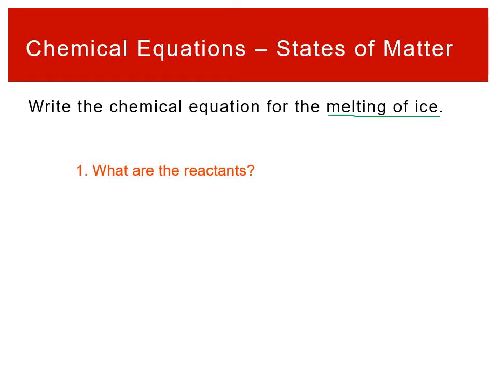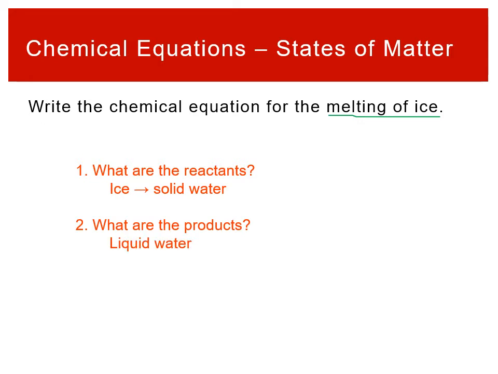We're looking at the melting of ice. So we know that means that we're starting with ice. And ice is solid water, right? Ice is not the name of a substance. Ice is the name of a phase of water. So that's solid water. What are the products? Every chemical equation has that. So again, melting of ice, we know when you melt, you go from solid to liquid, so we make liquid water. So solid water to liquid water, our chemical equation is going to look like this.